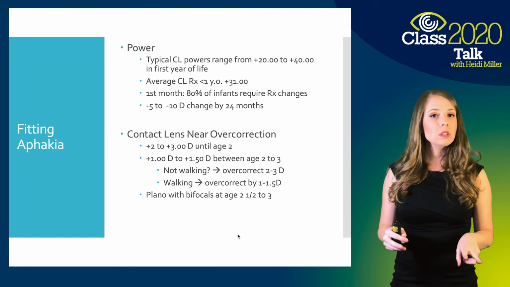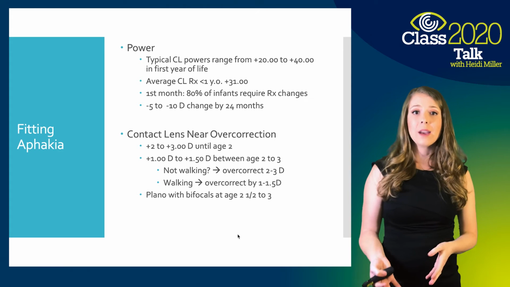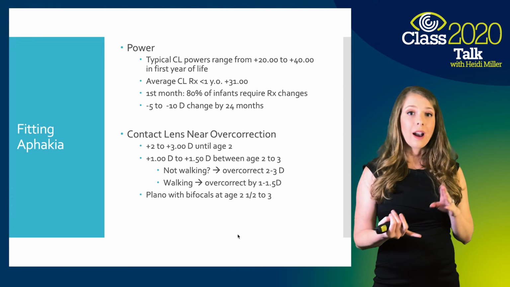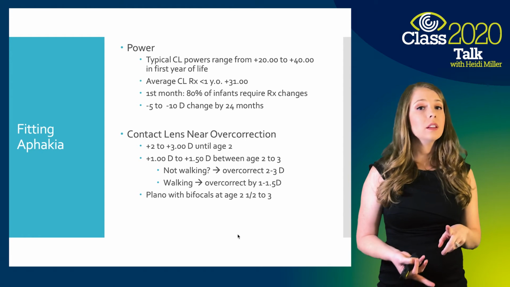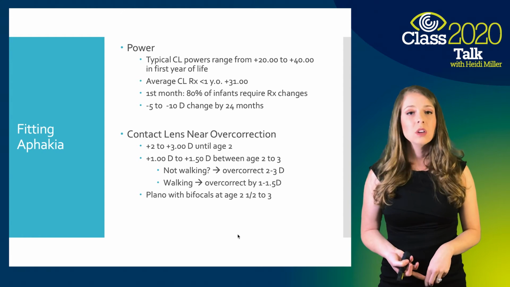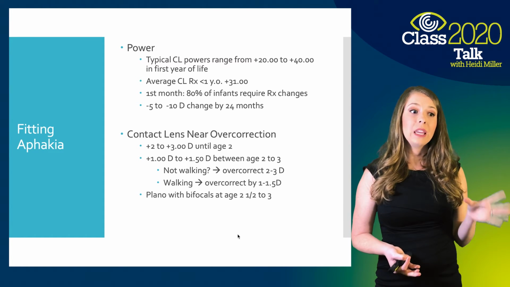In the first 2 years of life, there might be a 5 to 10 diopter change, because as the eyeball continues to grow, the diameter of the cornea is changing, the curvature of the cornea is changing, and the degree of hyperopia is decreasing. So you will see significant changes over the first 2 years of life, big changes within the first 6 months.